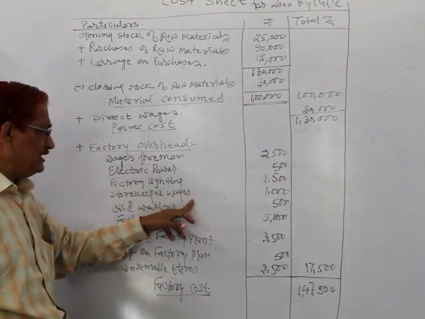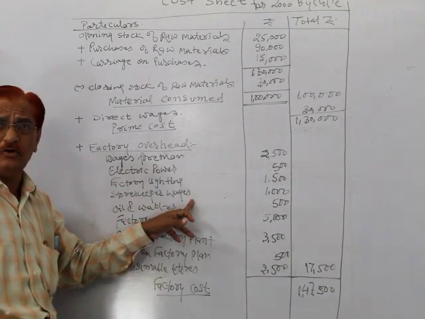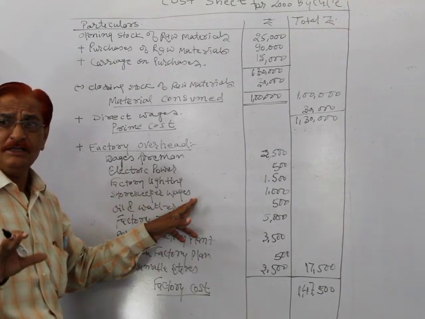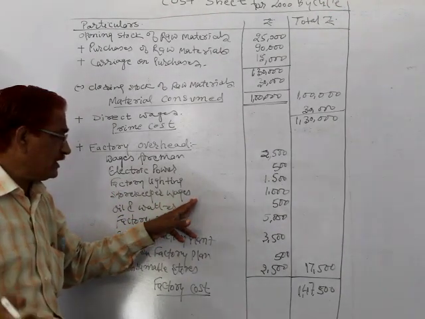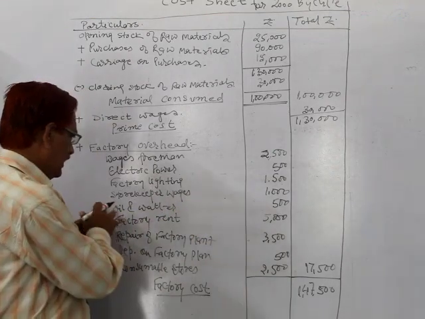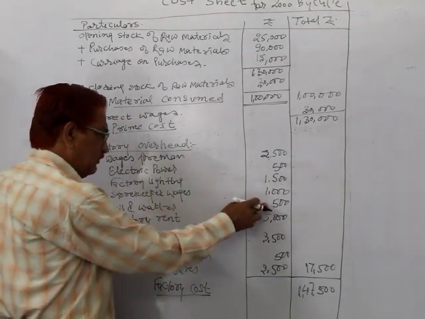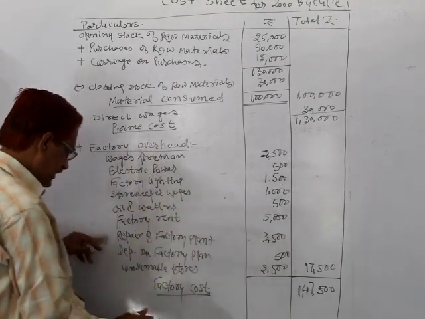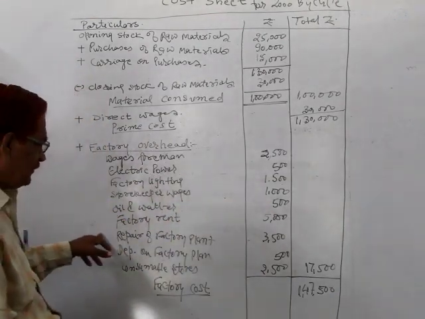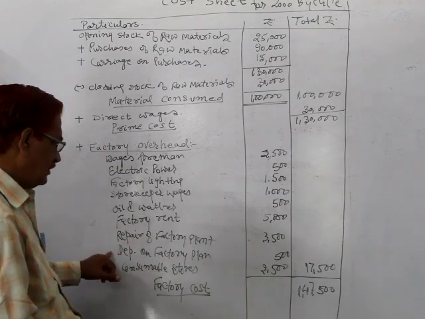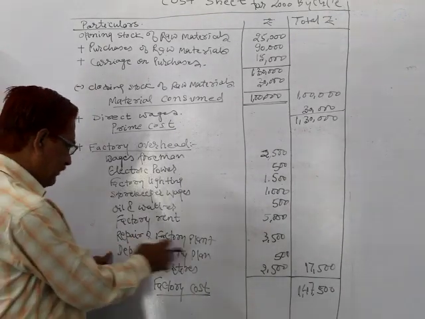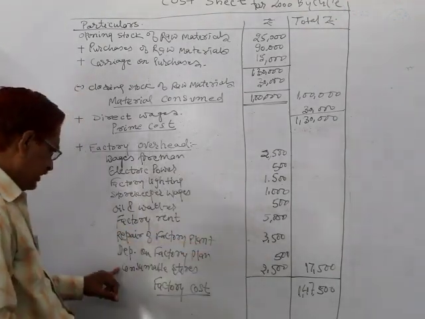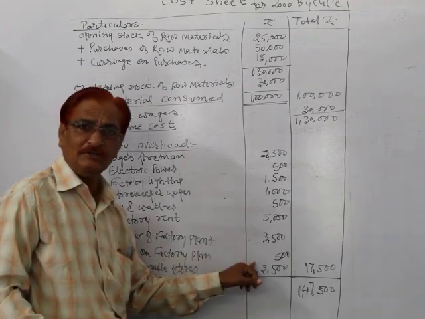So the storekeeper wages, because the storekeeper is the person who maintains the control of the store. So it's related with factory. Rupees 1,000. Then oil and water utilized in the factory process 500. Factory rent rupees 5,000. Then repairs of plant 3,500. Then depreciation on factory plant 500 rupees. And consumable stores of rupees 2,500.